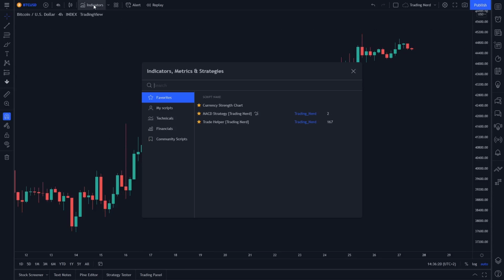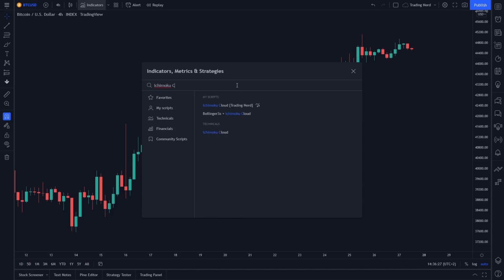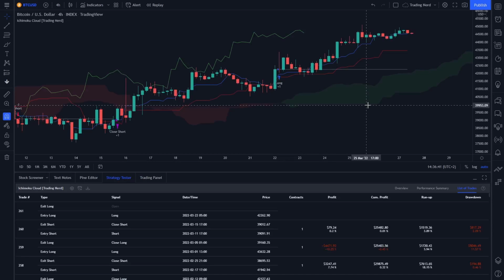And now I will give you access to the strategy script for TradingView. You can either click on the link in the video description below or search for Ichimoku Cloud Trading Nerd on the Indicators tab in TradingView. So if you want to backtest it for different markets or settings, or apply commission fees to it and see the results, you can do so.